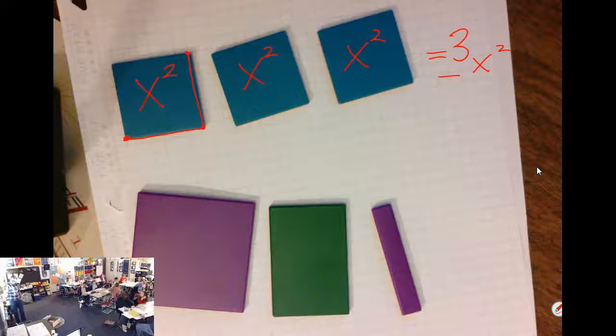But then if we look down here, can I add these up? Yes. Ignore the people in the hallway. Yes. Can I add these tiles up? Yes. I vote yes.